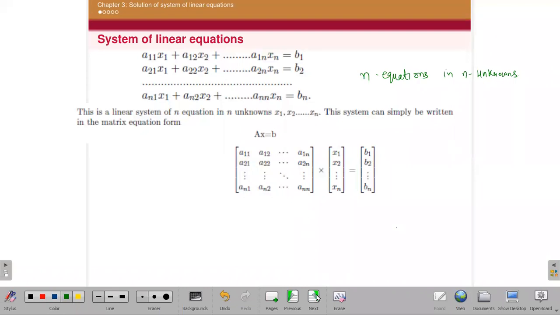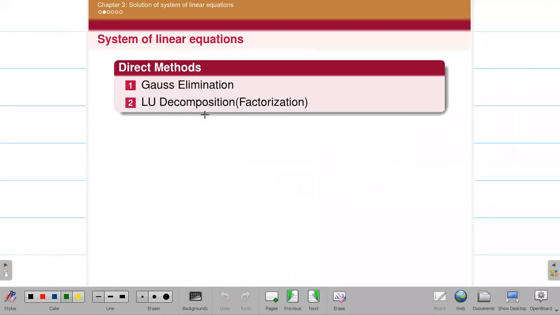Now there are two methods to solve this system: Gauss elimination and LU decomposition. These are direct methods actually. In the first part of this chapter we will do the direct methods, and in another part we will do iterative methods. By the direct method you will get the exact solution. So Gauss elimination, second is LU decomposition. We have discussed Gauss elimination also, so again we will discuss this method.